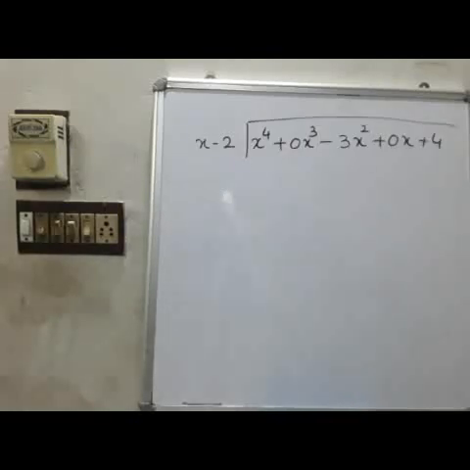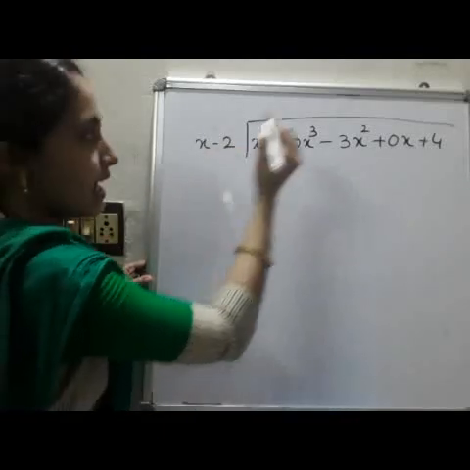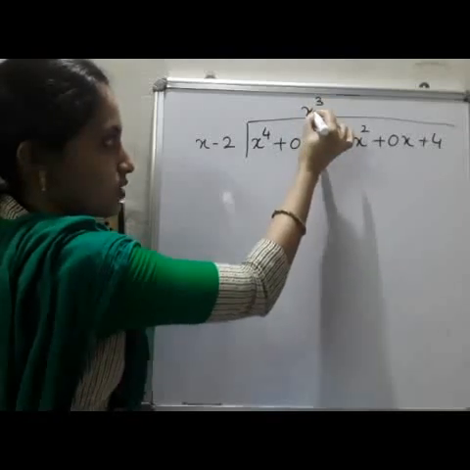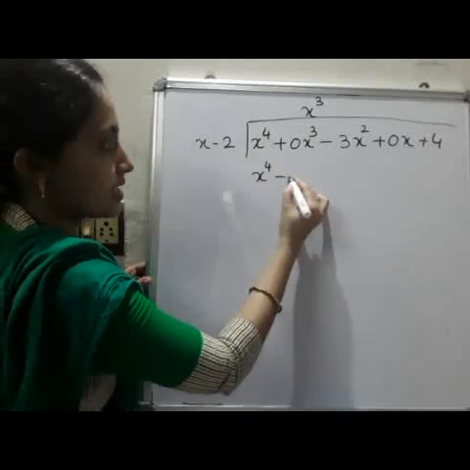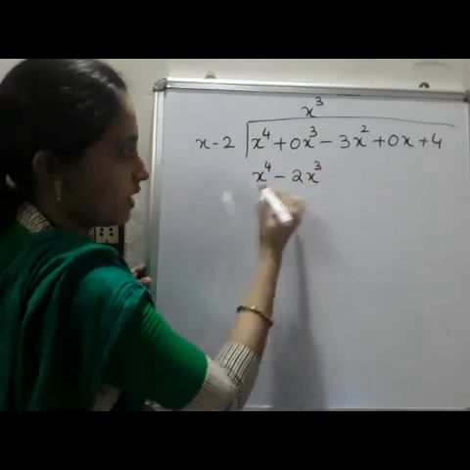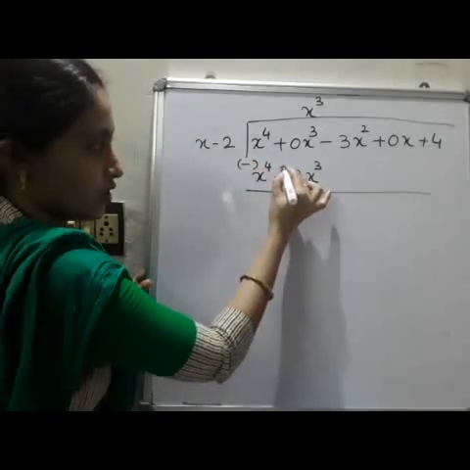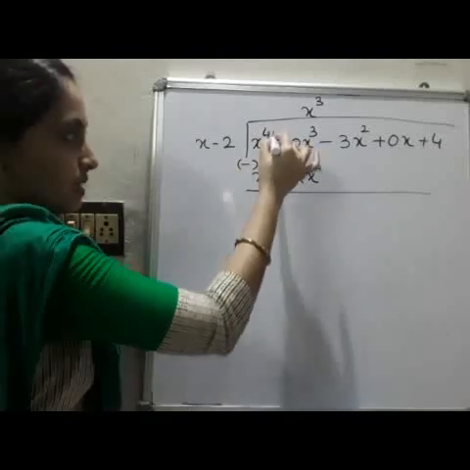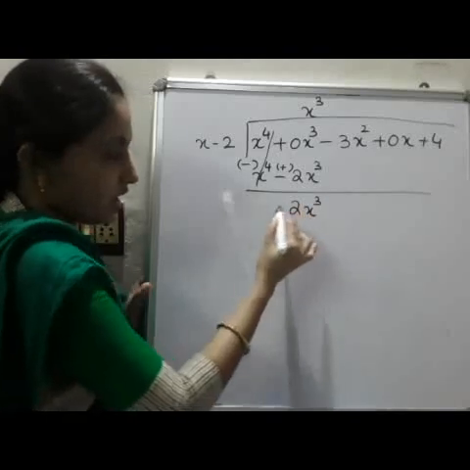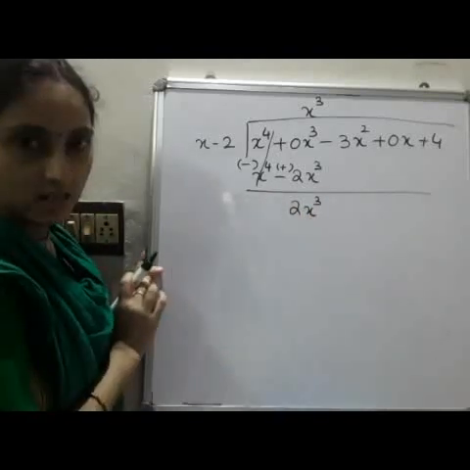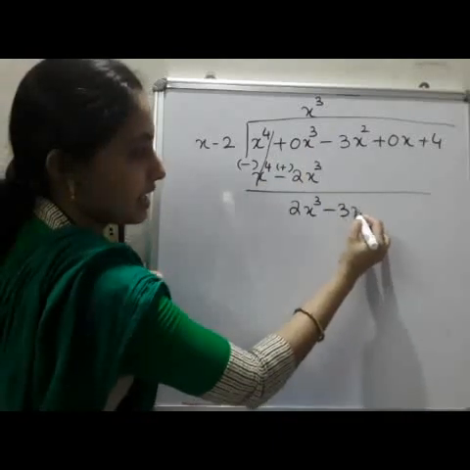So this is our question. What you have to do is divide x raised to 4 by x. What is that? x cube. So x cube into x is x raised to 4. Then x cube into minus 2 is minus 2x cube. Then changing the sign, here it becomes negative, here negative changes to positive. This becomes 0. Then 0 plus 2, that is 2x cube. If it is positive, you don't have to write the sign; if it is negative only, you have to specify.